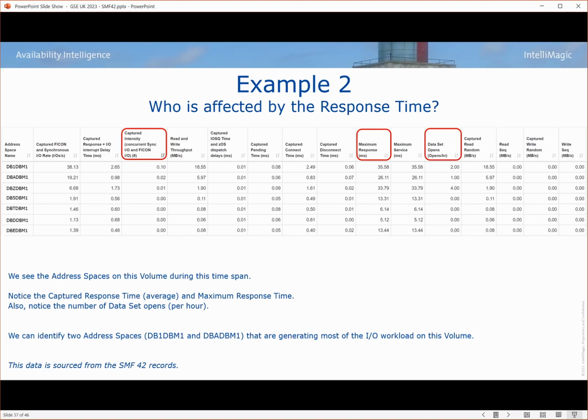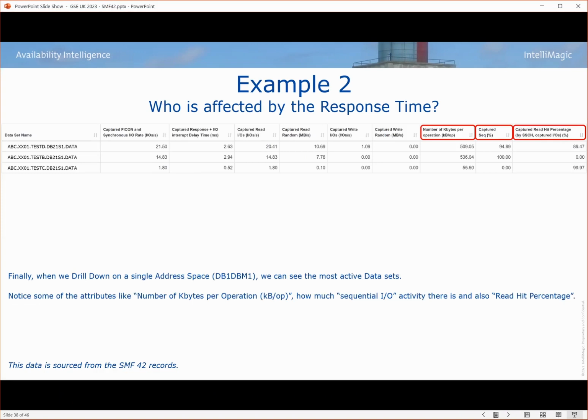Now, not looking at the data sets on that volume, but looking at the address spaces generating the IOs that are related to that volume, we now see the address space names. We see things like response time and IO rate, similar to what we saw at a data set level, but now at an address space level for this particular volume. So again, very interesting information that we can get out of the 42 records as to who is suffering and potentially who is causing. That's sometimes a little bit difficult. So very good data.